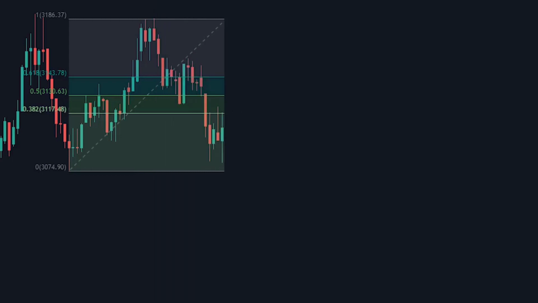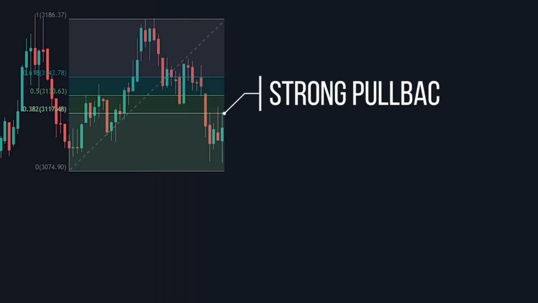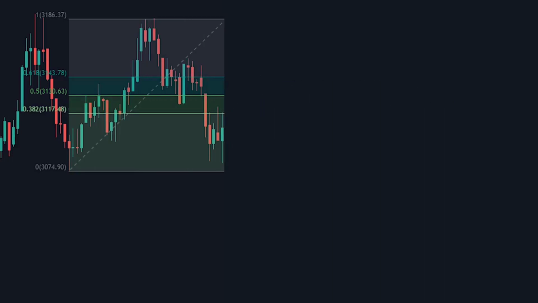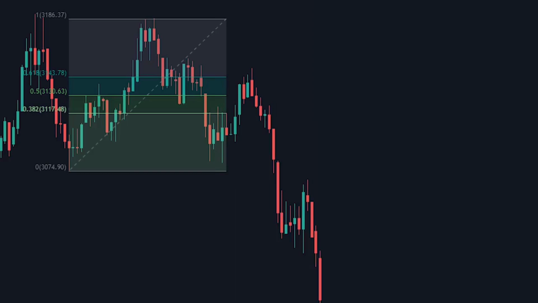Now let me show you an example of a strong pullback. So as you can see here, we set our points to the highest high and the lowest low. Then we can see the price move upwards, then has a pullback under the 0.382 line, which we consider a strong pullback. We can predict that after the price has a strong pullback, it will start to move sideways or reverse in the opposite direction. And just as we predicted, the price starts to fall beautifully.